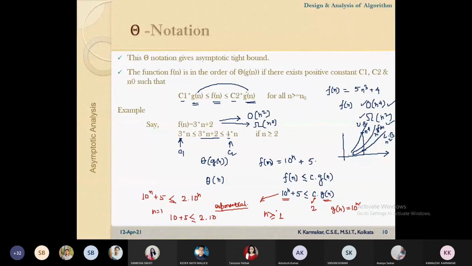Okay. So if this inequality is satisfied for any larger value of n, then the complexity of this function can be expressed in Big O representation. The complexity of this function will be Big O of Gn. So what is Gn here? In our assumption, Gn equals 10 to the power n. So if I put it here, it is Big O of 10 to the power n.